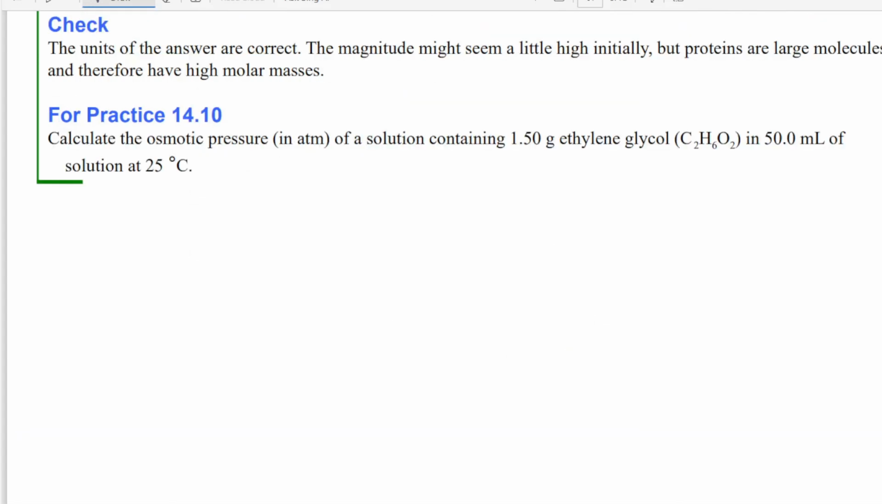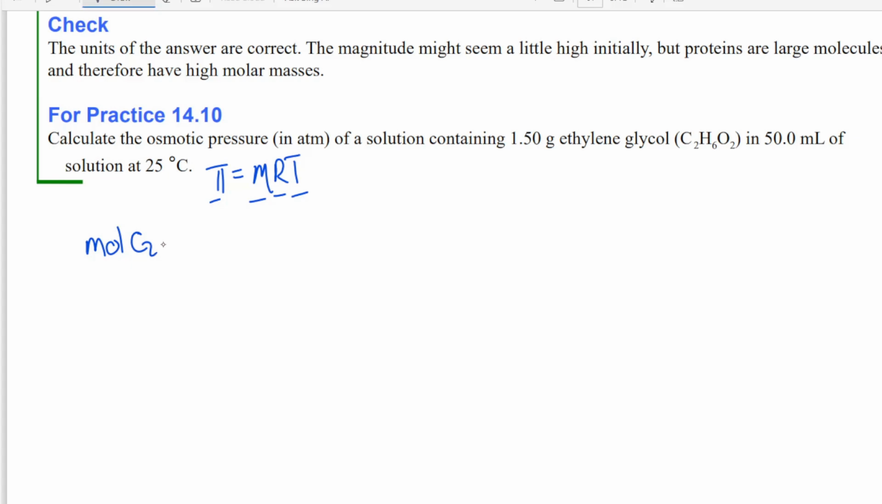For practice 14.10 asks us to calculate the osmotic pressure in atmospheres of a solution containing 1.50 grams of ethylene glycol in 50 milliliters of solution at 25 degrees C. So remember, big pi is equal to mRT, where pi is the osmotic pressure, m is the molarity, R is the gas law constant, and T is the temperature. So we just need to do some converting here.